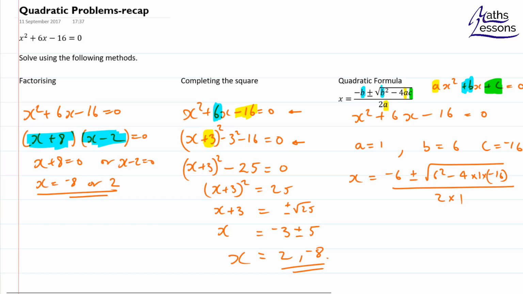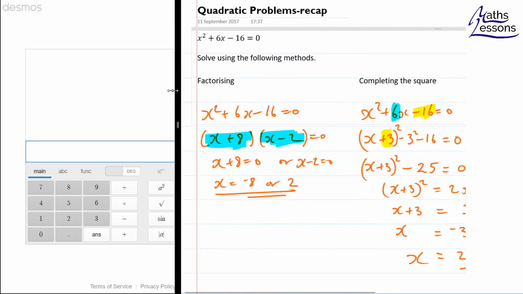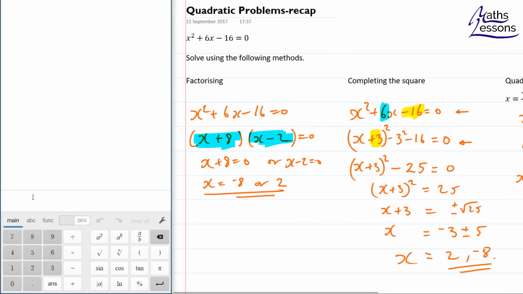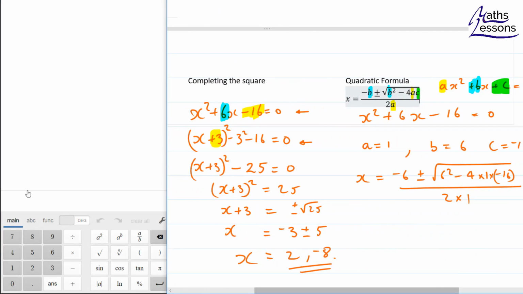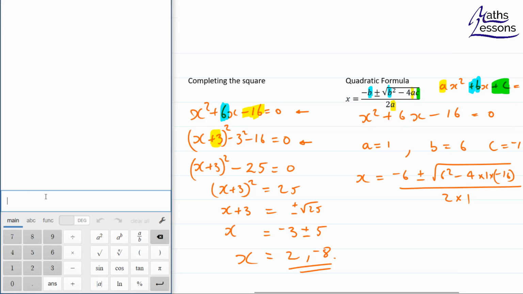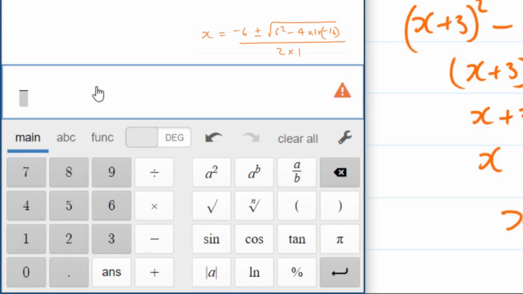Now what I'm going to do is put that into a calculator. I'm going to get my old friend Desmos up, put it off to one side, and we're going to just type that in. Let's scroll across and get that equation in next to my Desmos. So what have we got? I'm going to put the fraction button in first, because I know most students like to put the fraction in first. And you get minus 6, and we'll just do the plus bit first.